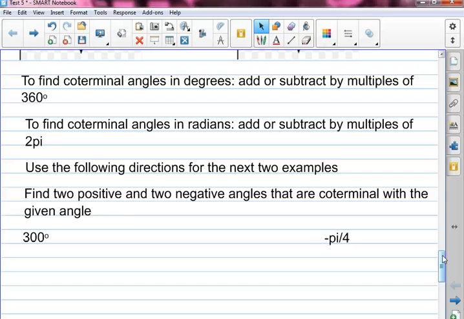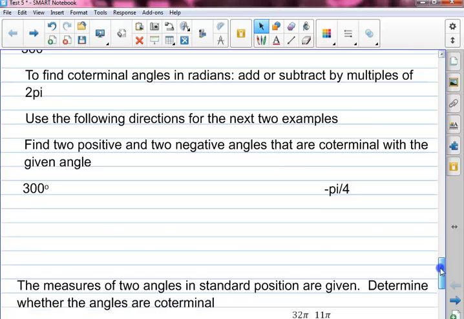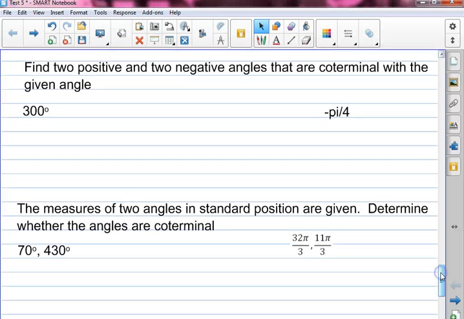Okay, use the following directions for the next two examples. I'm going to do the one in radians. I'll do the ones in degrees in class. Find two positive and two negative angles that are coterminal with the given angle. So I have negative pi over 4. And you need to add and subtract by multiples of 2 pi. So first I'm going to add 2 pi.